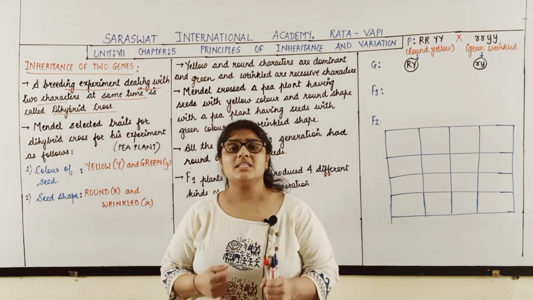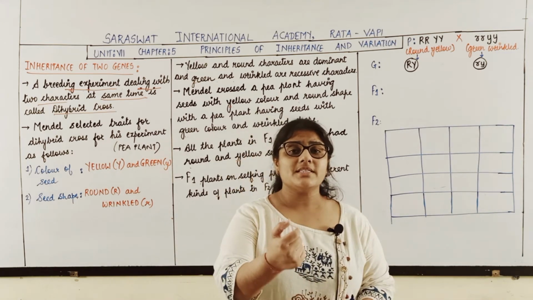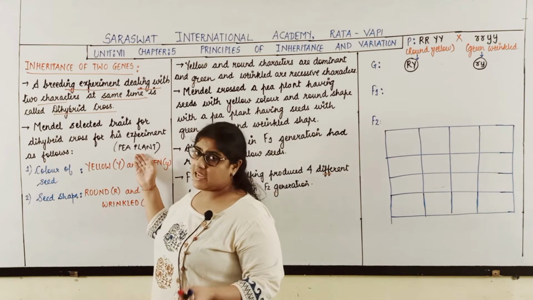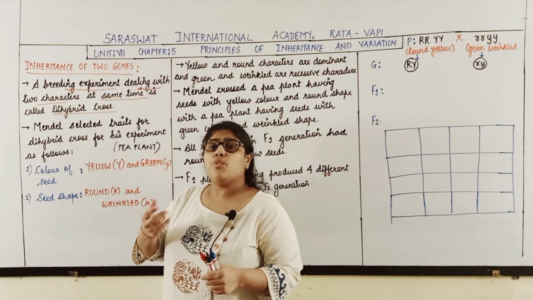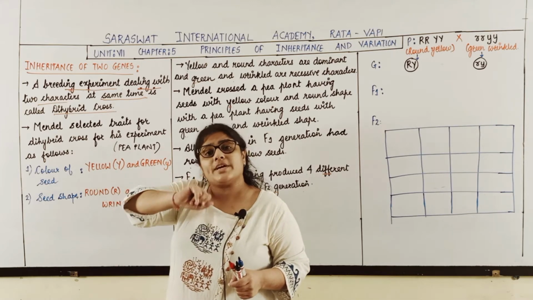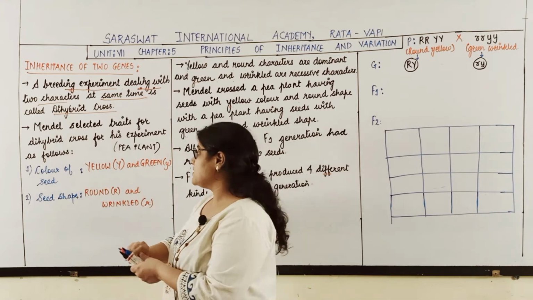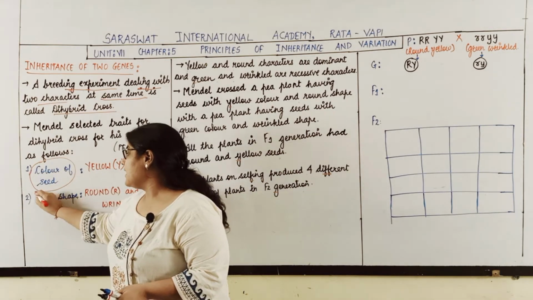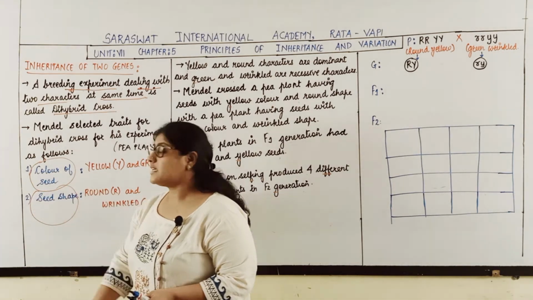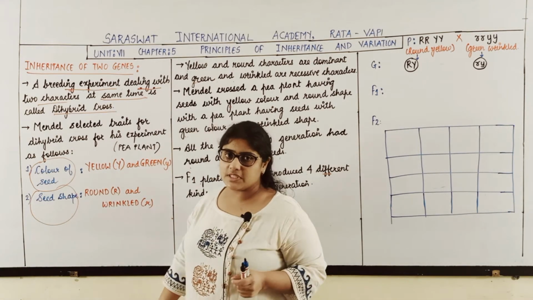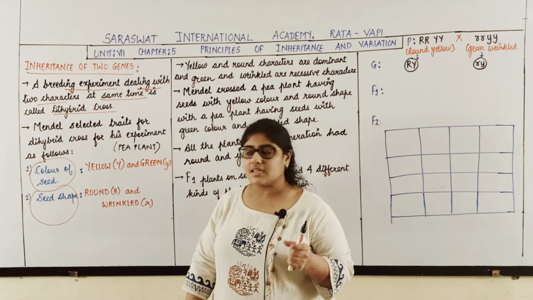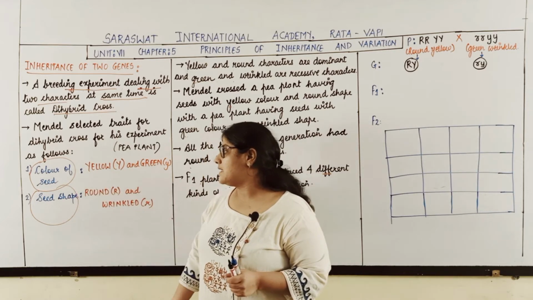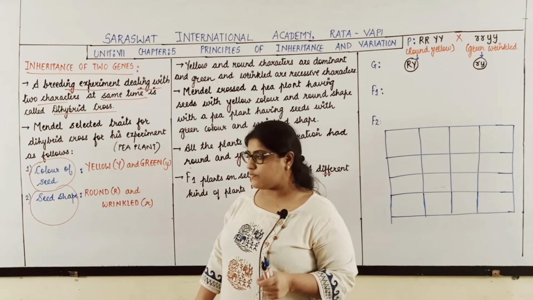Now which plants did Mendel select for his dihybrid cross? Of course, he selected pea plants. Which two characters together did he study in the pea plant? One was the color of the seeds and another was the shape of the seeds.